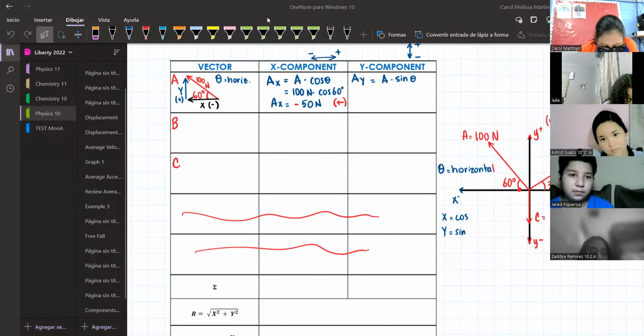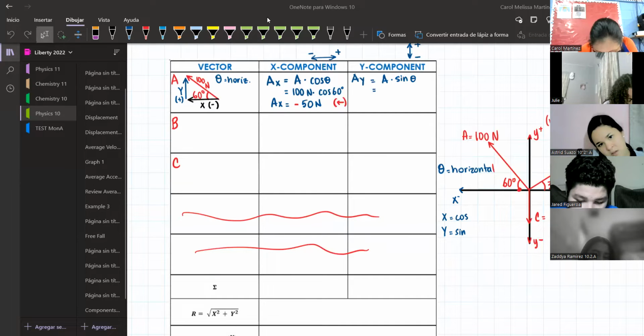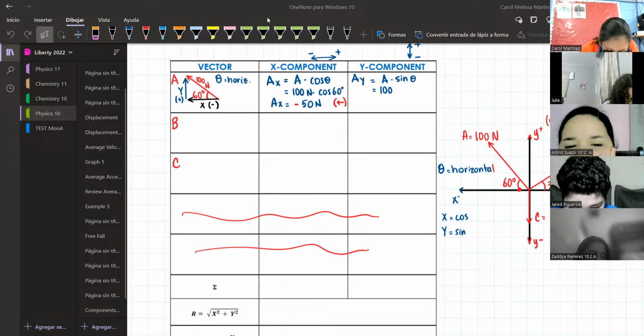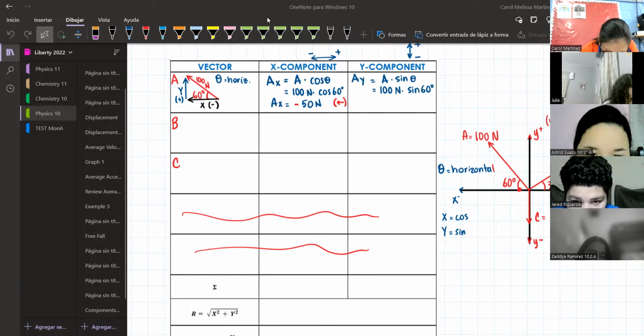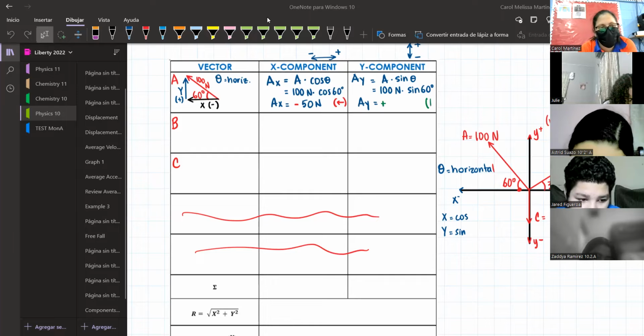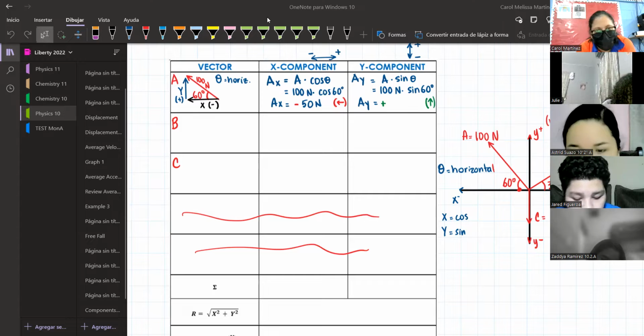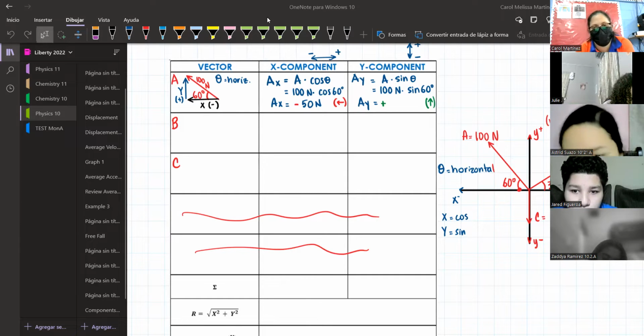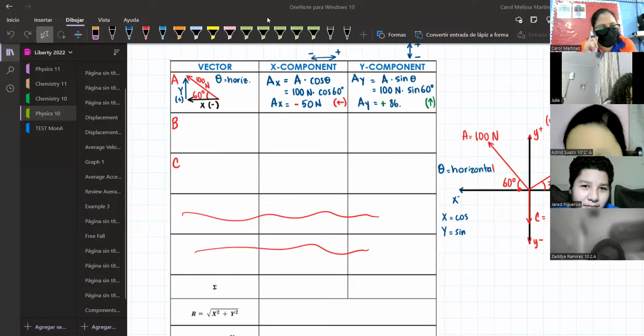And you apply the same procedure in the Y component. You will replace. How much do you get here? This answer is going to be positive because it's going upward. 86.60. And don't forget to write the units that are Newton. With this, we finish the first vector.